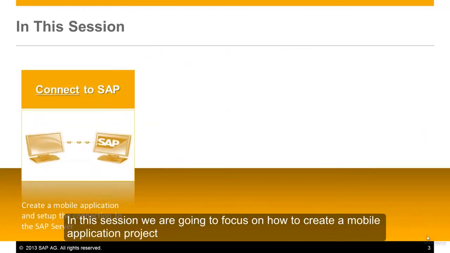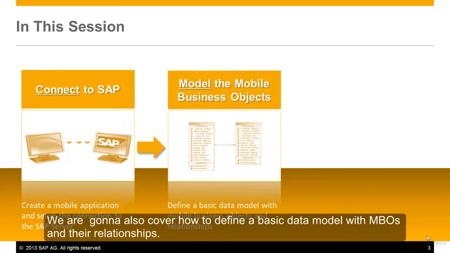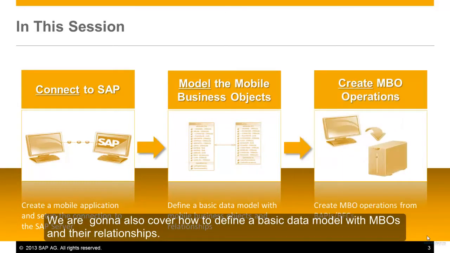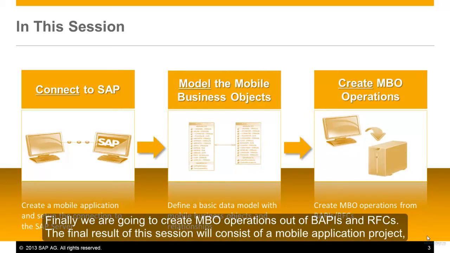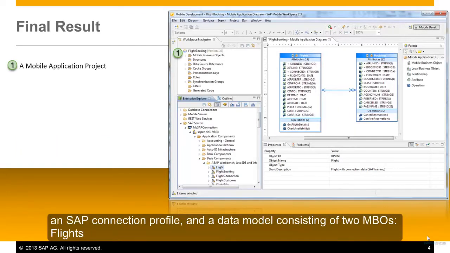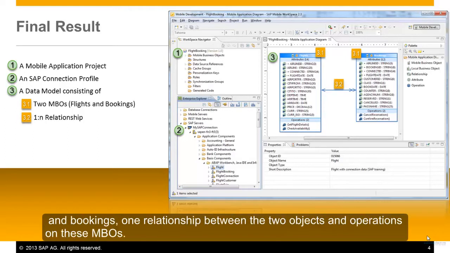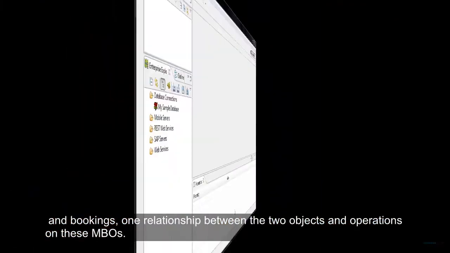In this session, we're gonna focus on how to create a mobile application project and how to set up a connection profile to the SAP server. We're gonna also cover how to define a basic data model with MBOs and their relationships. Finally, we're going to create MBO operations out of BAPIs and RFCs. The final result of this session will consist of a mobile application project, an SAP connection profile, and a data model consisting of two MBOs, flights and bookings, one relationship between the two objects, and operations on these MBOs.